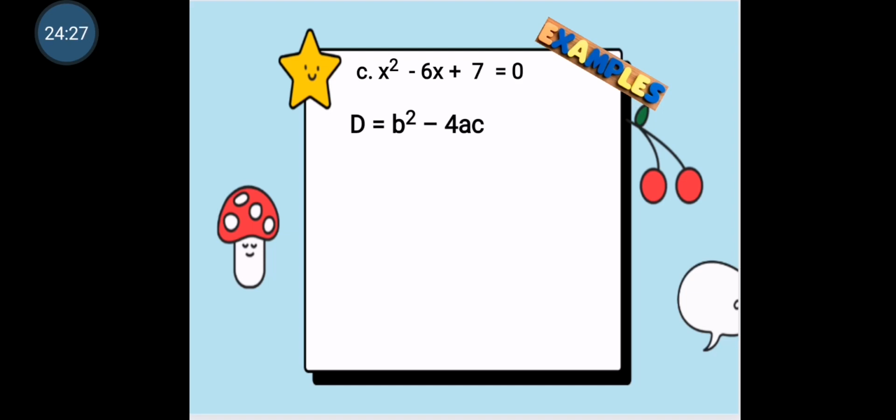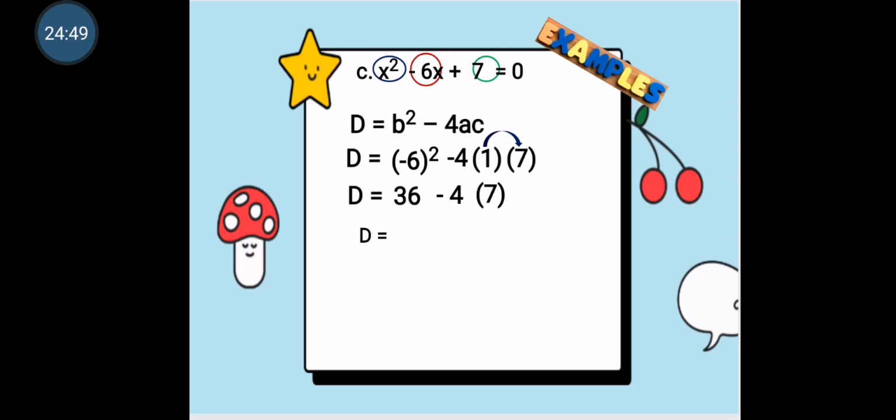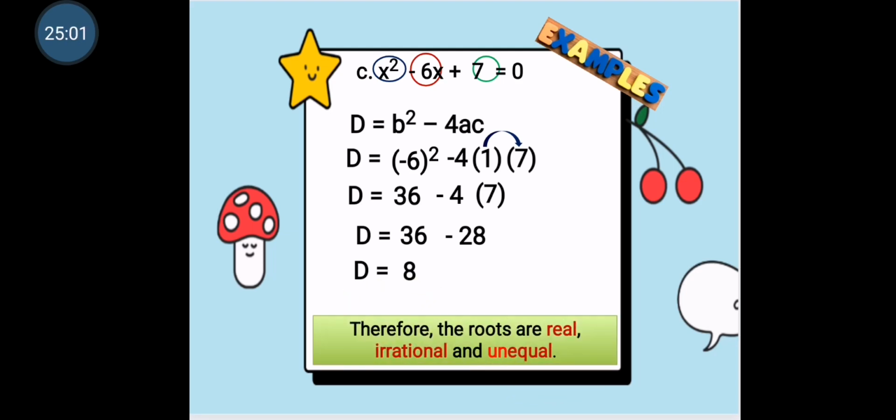So, discriminant, b squared minus 4ac, substitute. Value of b is negative 6 raised to 2 minus 4 times positive 1 times positive 7. Evaluate. Negative 6 times negative 6 is 36. So, 1 times 7, so negative 4 times 7. Evaluate ulit natin. 36 minus, negative 4 times 7 is negative 28. So, the discriminant is positive 8. At this point, ang discriminant po natin is greater than 0. But, it is not a perfect square. Kasi ang 8 po ay not perfect.